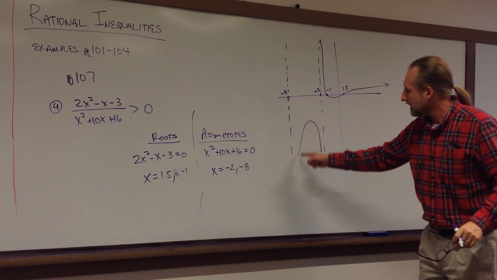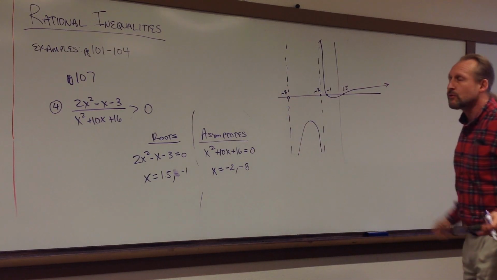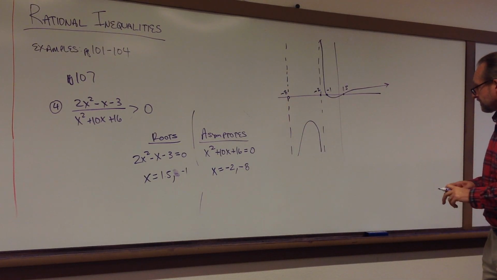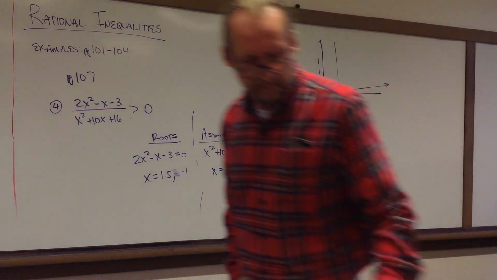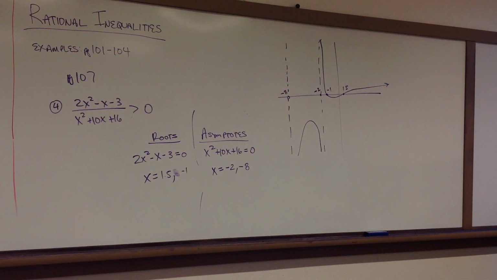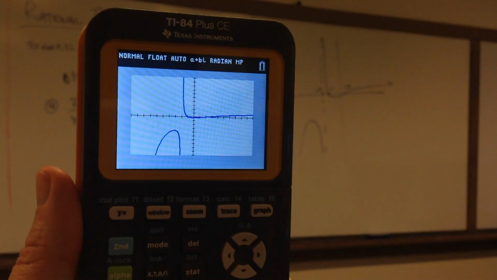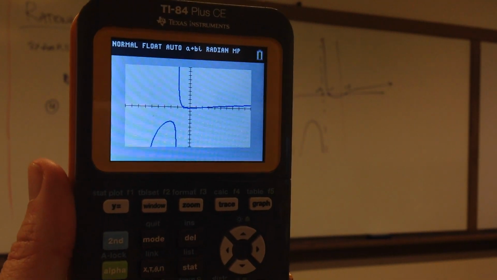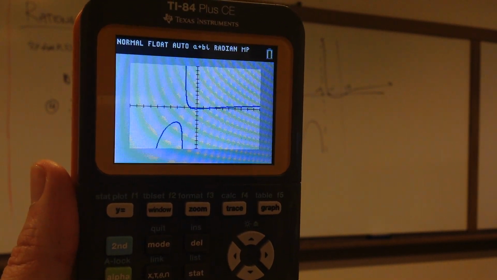Looks like we've got this piece identified, but then out past negative 8, we're not really sure where it is. So let's see here. Here's the graph on the calculator. You can see that one asymptote. You can kind of see those roots in there, but they're a little bit hard to see.